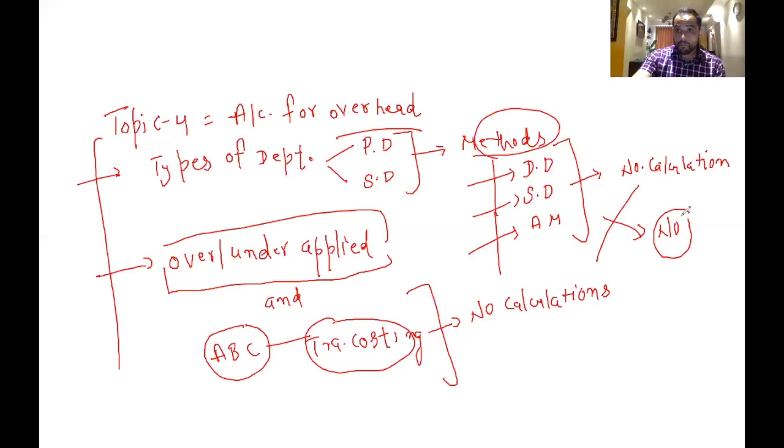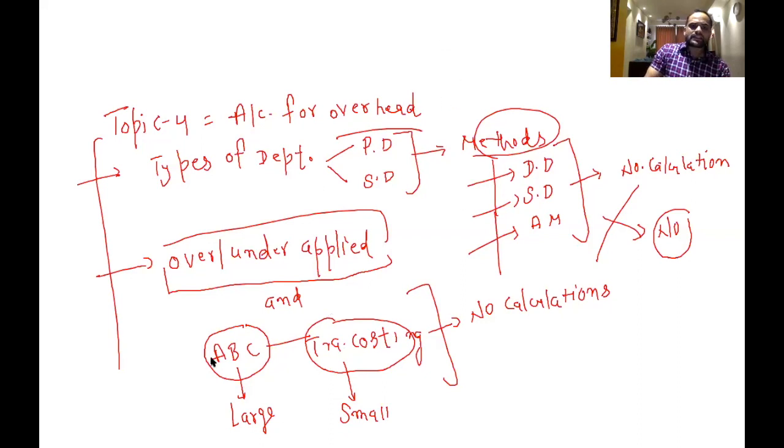Hello, sir. Yes. Can you repeat that? Which company applies ABC or traditional costing? Okay. Keep in your mind that large companies, big companies, apply ABC, and mostly small companies are most likely to apply traditional costing. What are the reasons that large companies apply ABC and small companies apply traditional?